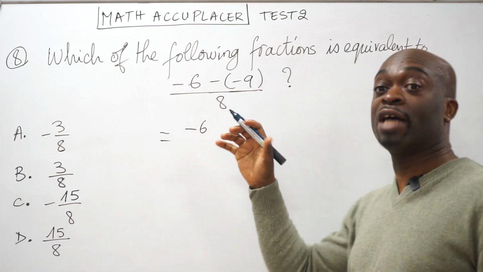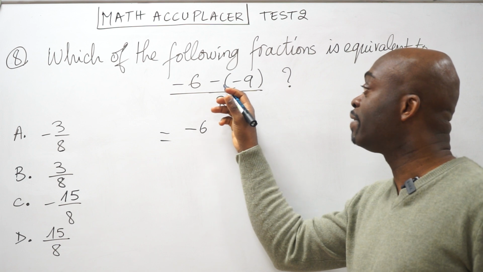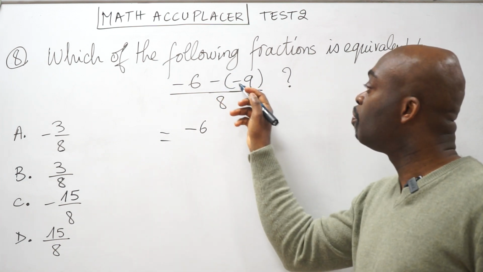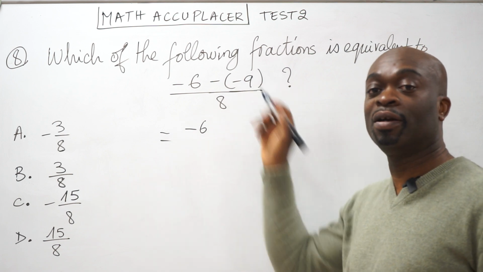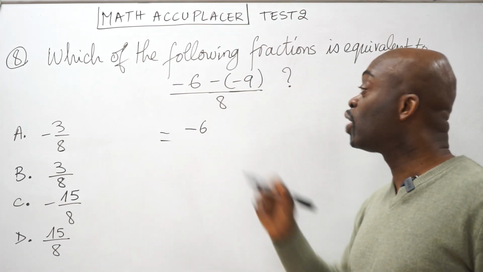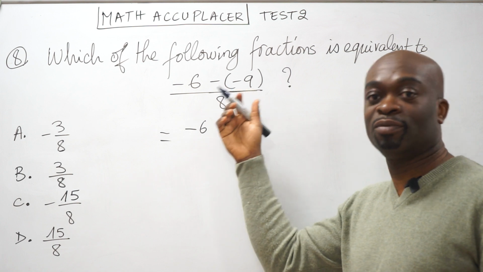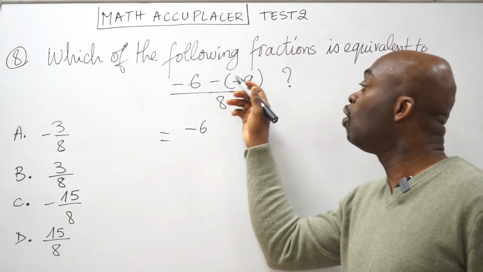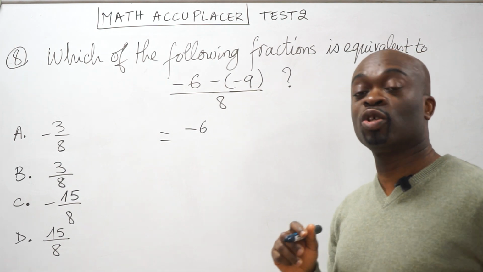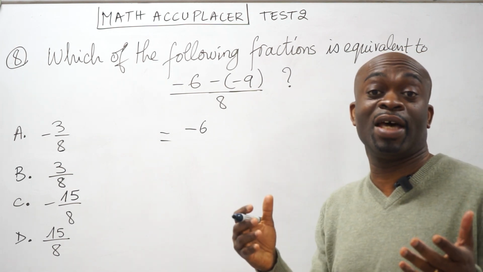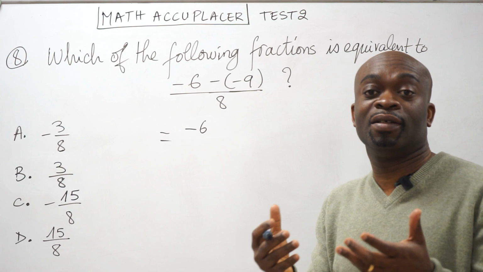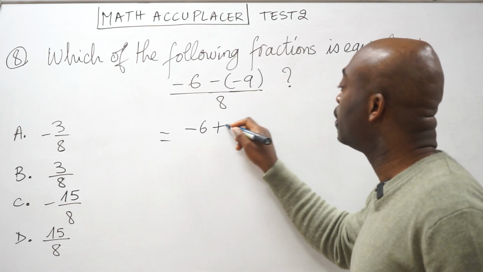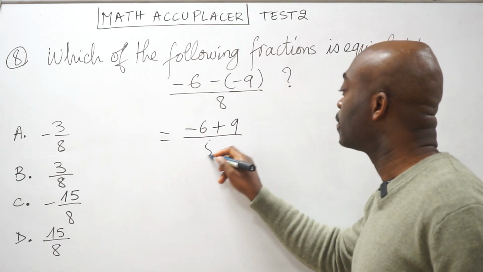If we assume that the negative sign here is like doing the opposite of borrowing $9. If this were a positive, that means we're still borrowing. But because this one is negative, that's like the opposite of borrowing $9. Doing the opposite of borrowing $9 is like crediting $9. So it's a credit, and it's going to be a plus 9 over 8.